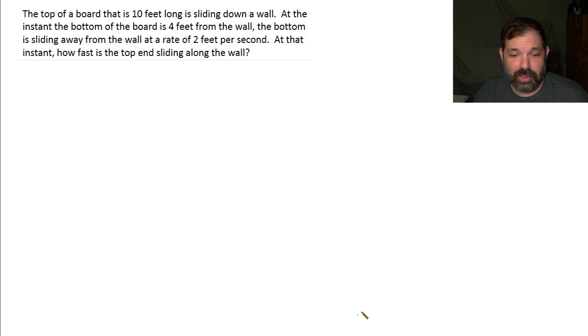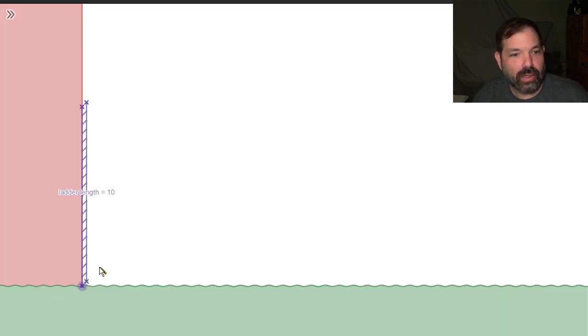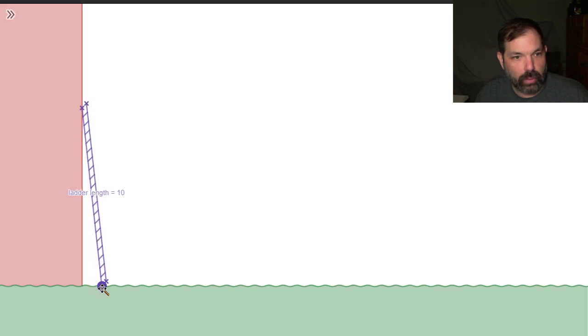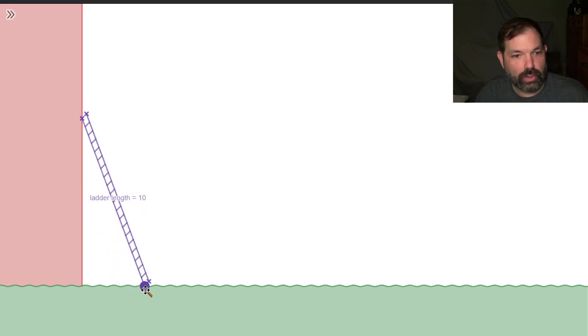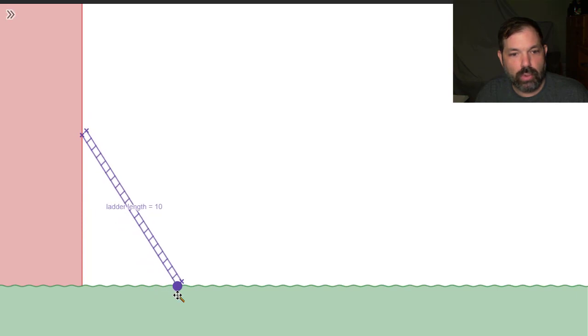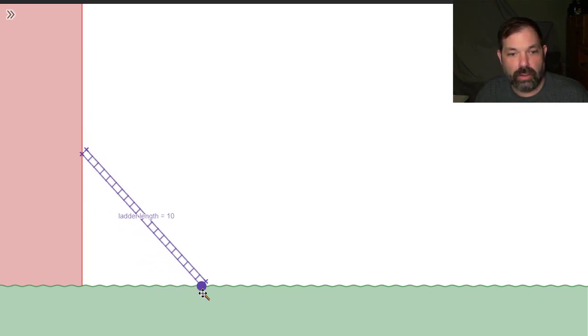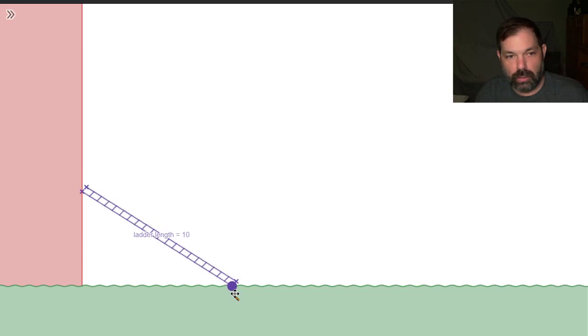Fortunately, Desmos, there seems to always be something on Desmos for these, Desmos has a good visualization of this problem. So here's a visualization, and here I have this ladder length that's 10. And so what's happening here is as we slide the bottom of the ladder along the ground, notice what's happening to the top of the ladder, assuming that it stays in contact. As I move the bottom of the ladder along the ground, the top of the ladder slides down.